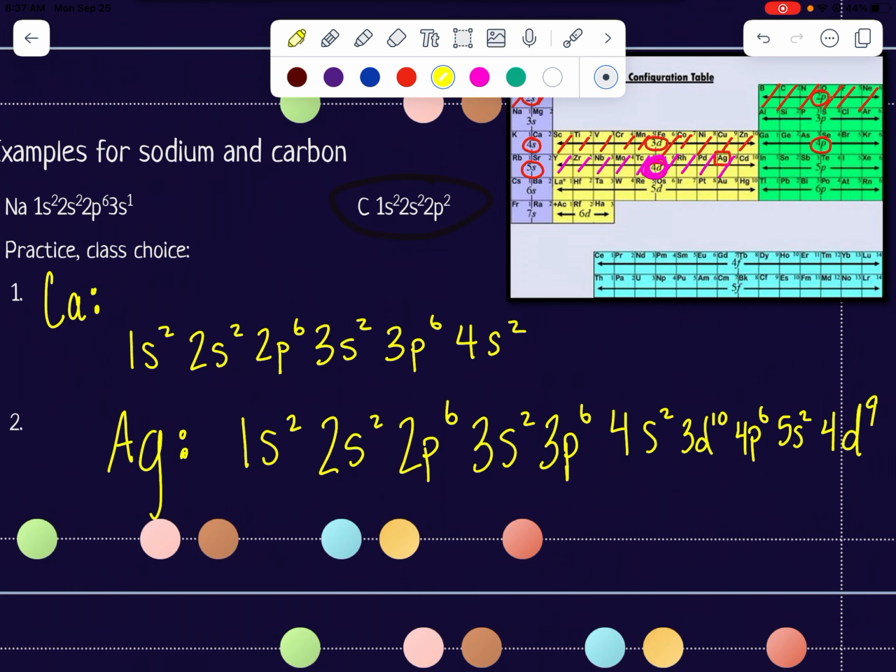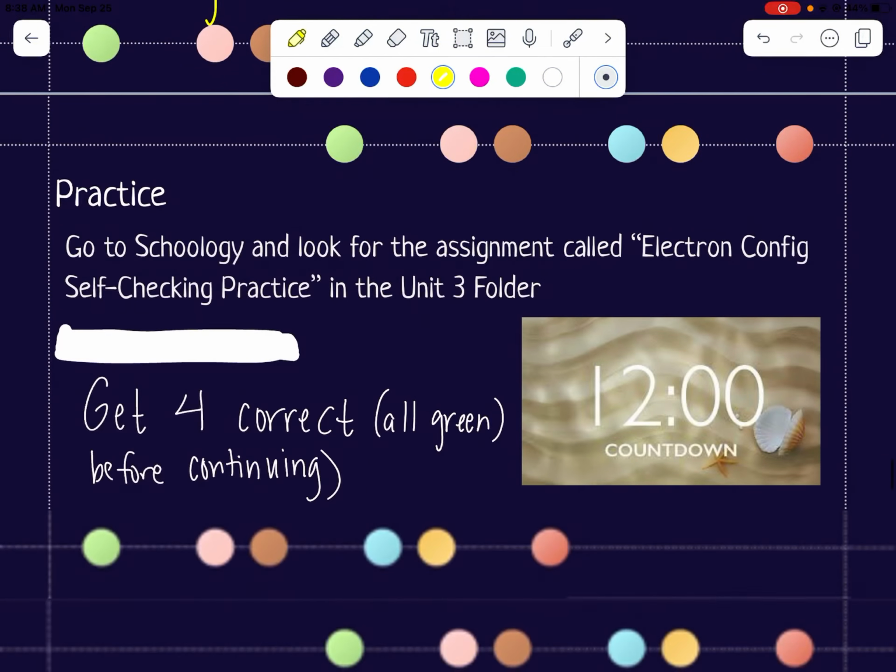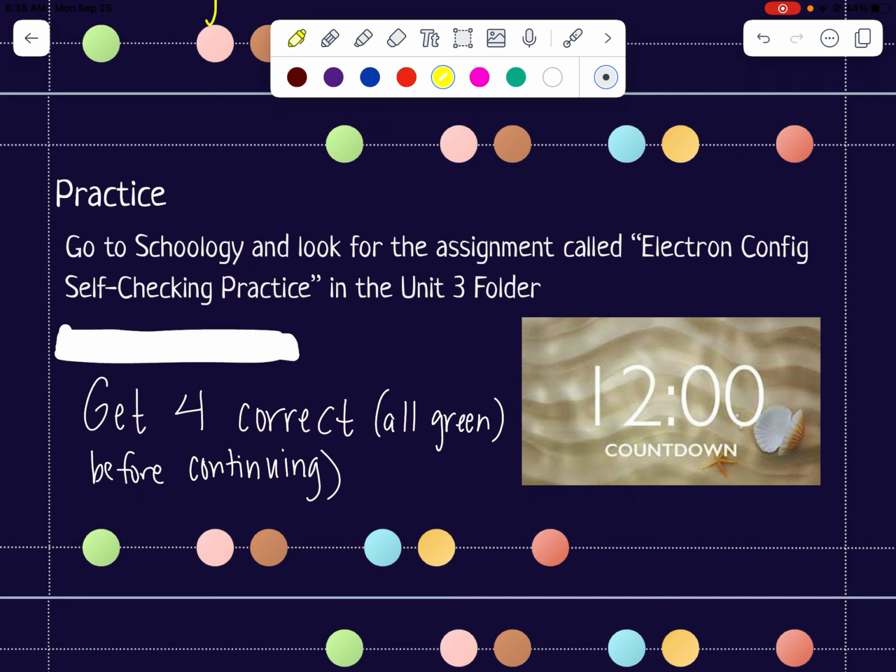All right, I'm not going to ask you to do many elements that are as big as silver or bigger because, yes, those are very long answers. We are going to learn a shortcut method. But first, what I'd like you to do is go to Schoology. This is if you're in class, and look for the assignment called Electron Configuration Self-Checking Practice. It says in the Unit 3 folder, but you are not going to find that if you're doing this in class. You're going to find it in the folder for the day.